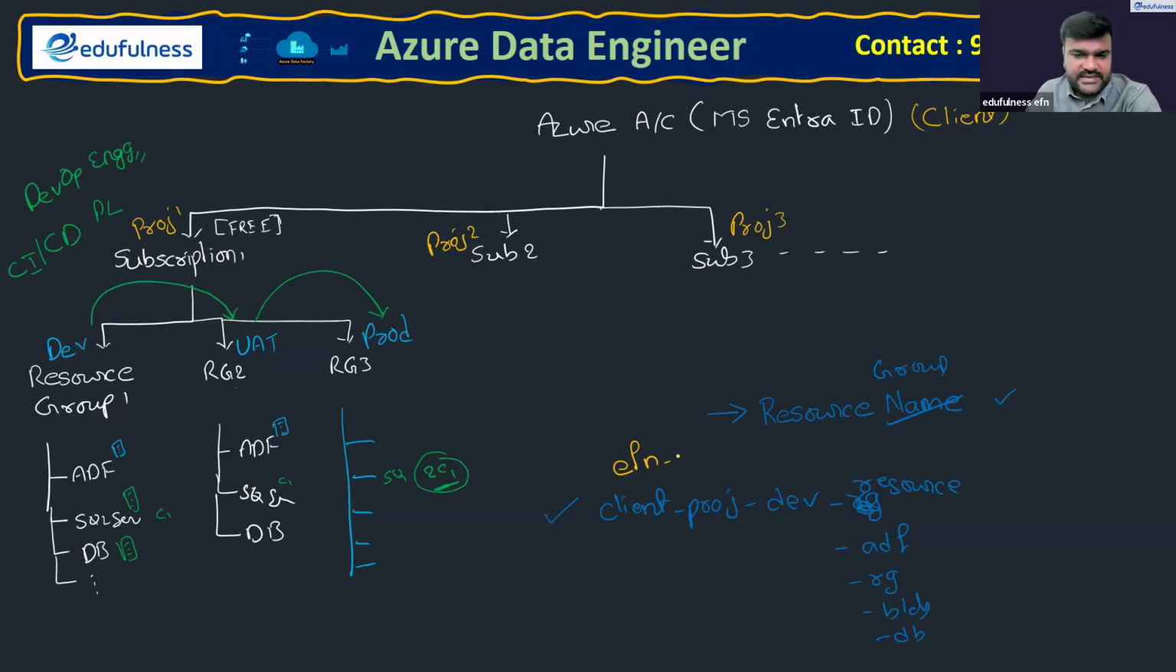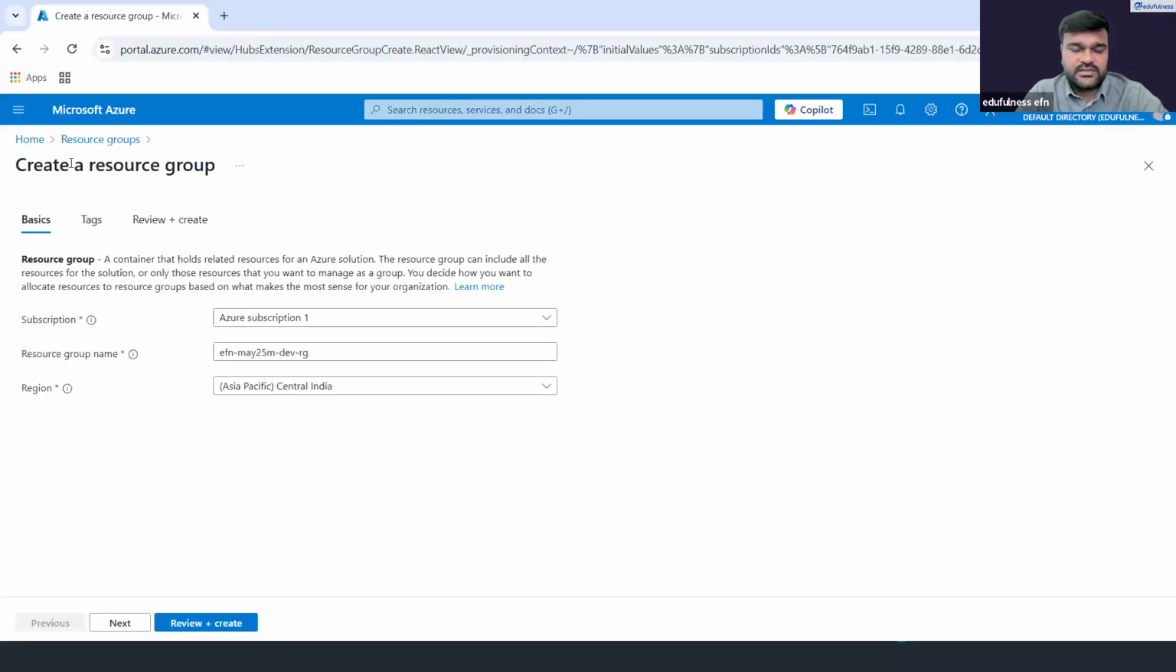The project name we are just taking as May 25 AM morning batch. Then the dev environment. Okay, this is the environment actually. Then we are going to create the resource group now. So this is what we are going to follow standardly throughout our training. Whatever resource you are going to create, we will follow the same manner. Hope it is clear, right?